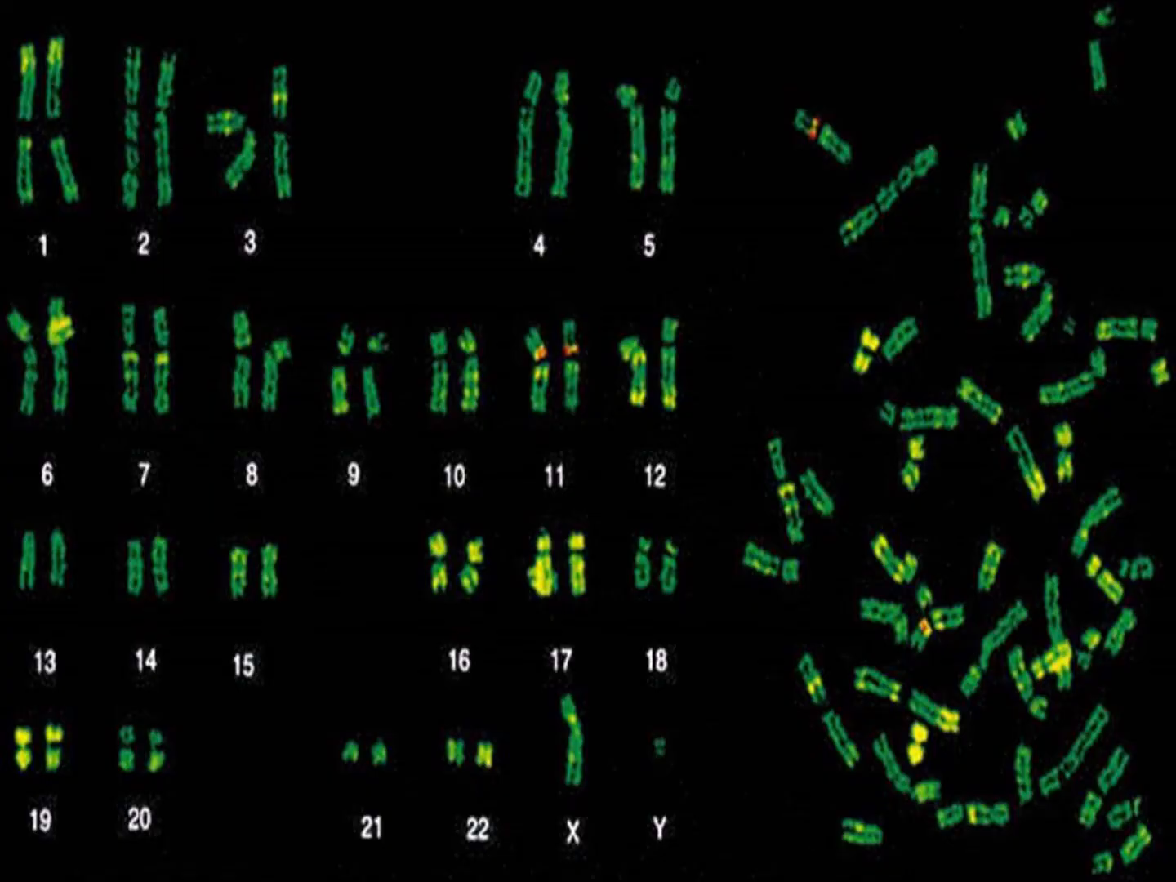This shows Q banding of the chromosomes. See, some areas fluoresce, that is the adenine-thymine regions. Not fluorescent is the guanine-cytosine rich region.